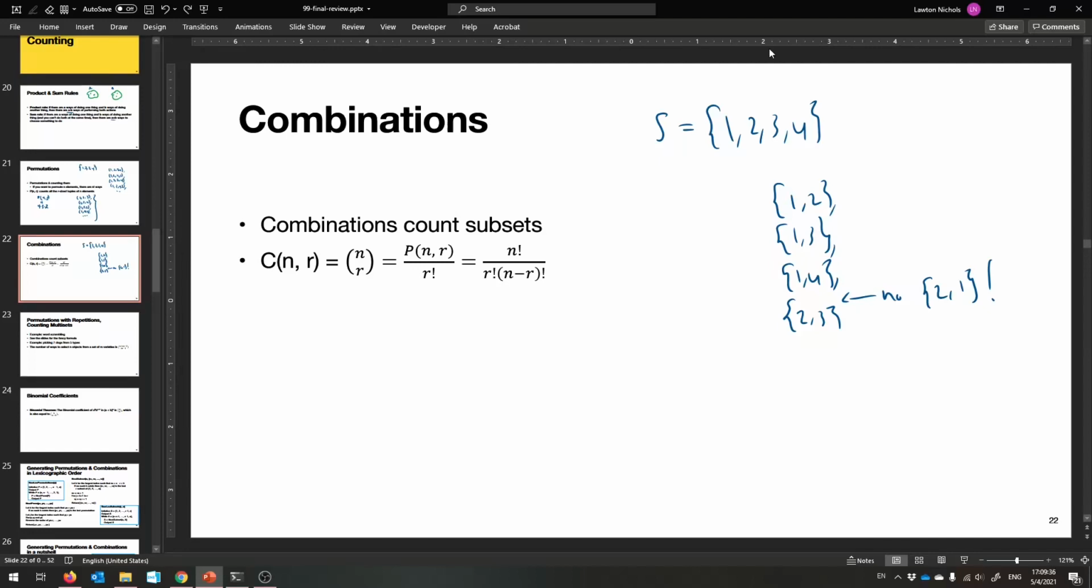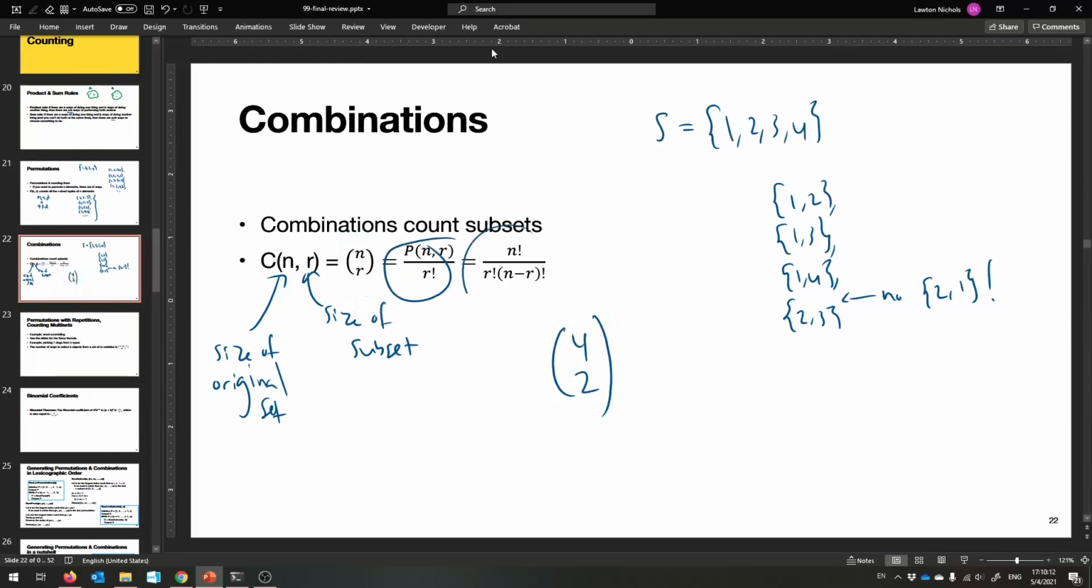Okay. So combinations, they count subsets. And so if you want to count all of the R size subsets out of an n element set, size of original set, let's say, you do CNR, which is pronounced n choose r in this notation. So I was asking here for 4 choose 2, and you can follow these rules to solve it, but it makes the most sense just doing it this way.